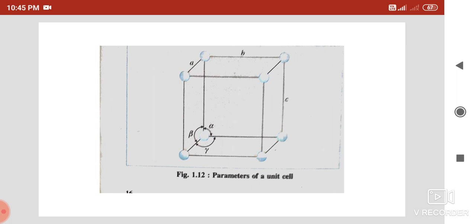Angle alpha is the angle formed between side b and side c. Angle beta is the angle formed between edges a and c. And gamma is the angle formed between side a and side b. So when we say angle alpha, it is b and c; when we say beta, it is a and c; when we say gamma, it is a and b.